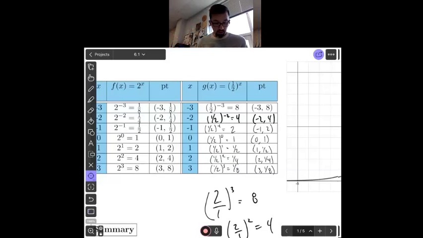So here the change is changing. This goes up by 1, then it goes up by 2, then it goes up by 4. The change is changing, but it's changing by a consistent ratio. This goes down by 1, then it goes down by 1/2, then it goes down by 1/4, then it goes down by 1/8. So the change is changing, but it's changing in a consistent ratio. So that's what makes it exponential, versus being something like linear.